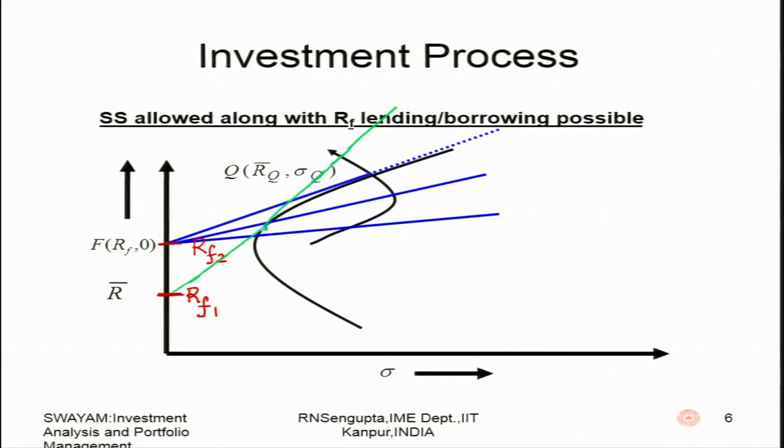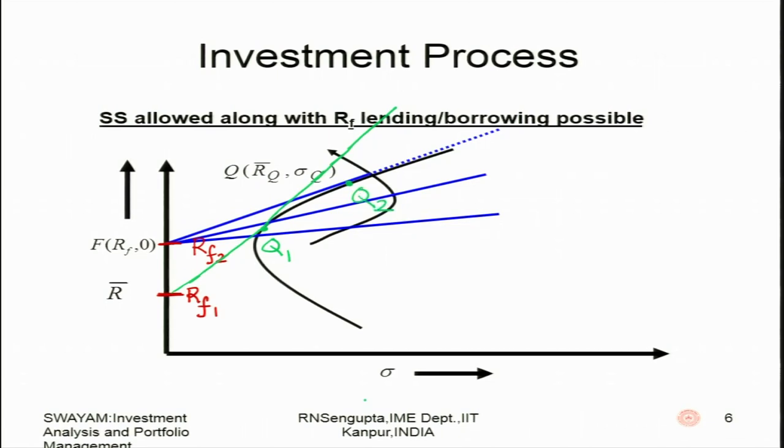So consider this point as Q1. So Q1 is corresponding to RF1, and considering RF2, you will basically have this Q2.